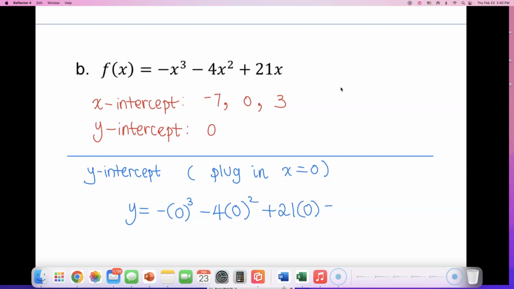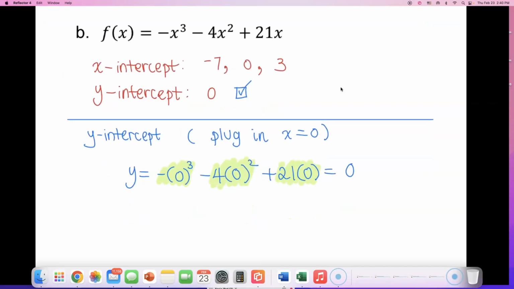Now look how fun this equation is. The first term, the second term, and the third term, they all are getting multiplied by 0. So everything turns into 0. The y-intercept is indeed at 0. So we got that done. All right, let's go find the x-intercepts.